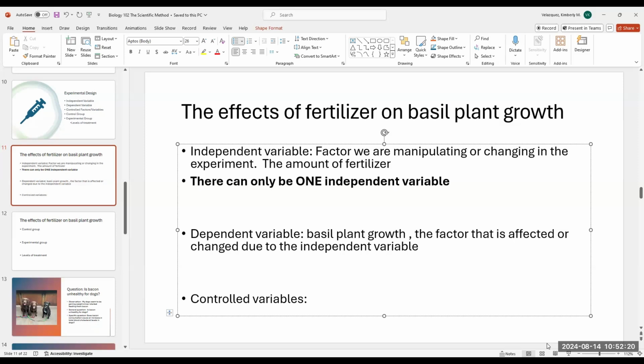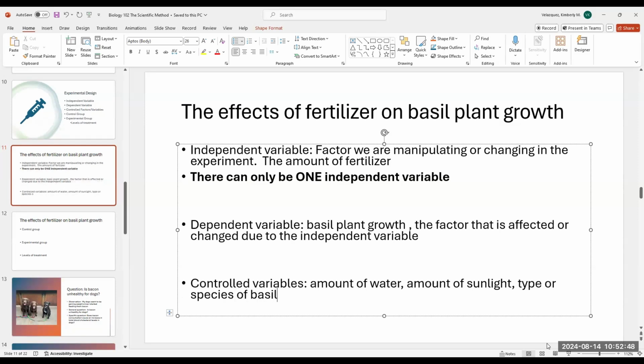So this would be things such as the amount of water that the plants receive, the amount of sunlight that they're exposed to every day. What would be some other things that we should try to keep the same? How about the type or species or hybrid of basil plant? We might want to keep that the same. Maybe the age of the plants, because maybe older basil plants have a different growth rate inherently than younger plants. So we would probably want to keep that the same.